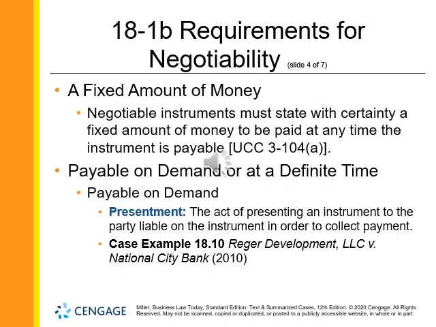The additional requirements for negotiability: a fixed amount of money. Negotiable instruments must state with certainty a fixed amount of money to be paid at any time the instrument is payable. This requirement ensures that the value of the instrument can be determined with clarity and certainty. The term fixed amount means an amount that is ascertainable from the face of the instrument. The fixed amount must be payable in money.